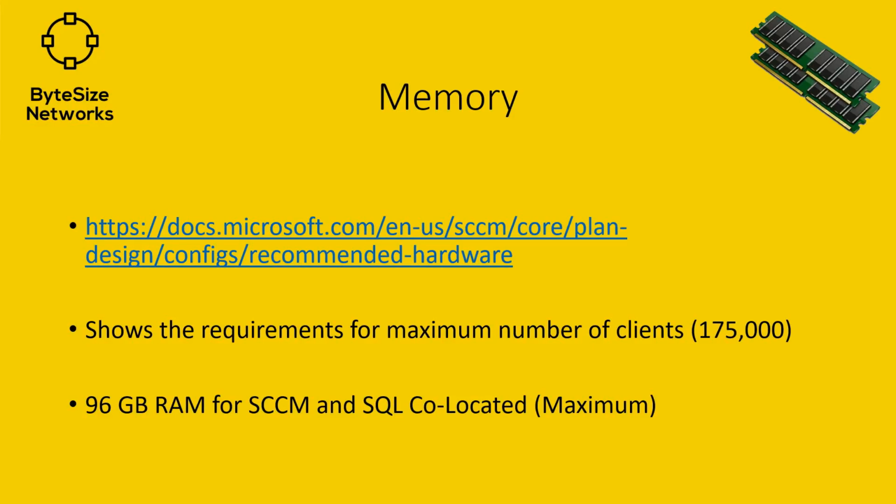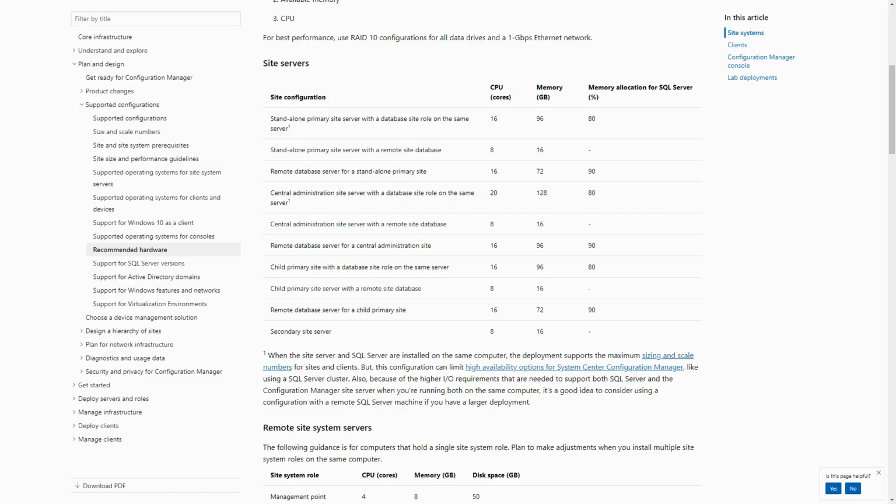For the memory requirements, again, Microsoft site only lists the requirements for the maximum number of clients for this configuration, which is 175,000, and that requires 96 gig of RAM for SCCM and SQL co-located. If you weren't going to use the SQL co-located, you could get away with 16 gig of memory. However, with a co-located system on the SCCM that I currently manage with 3,000 clients, we're using 24 gig of RAM, and that's not struggling at all. So again, use that as a benchmark.